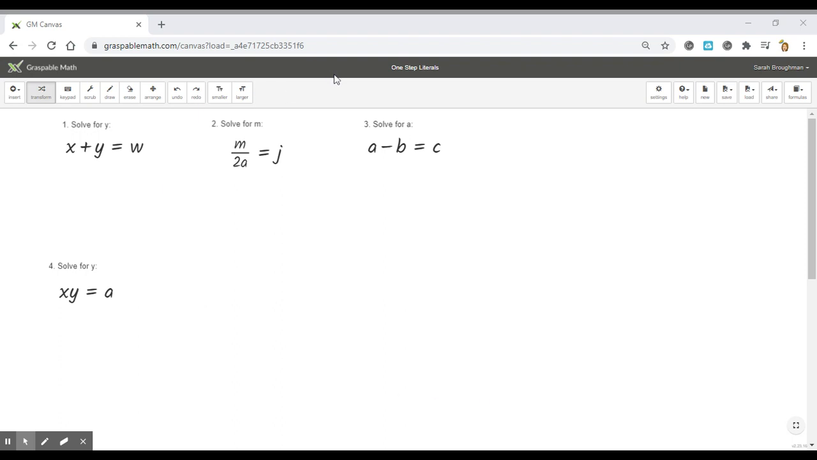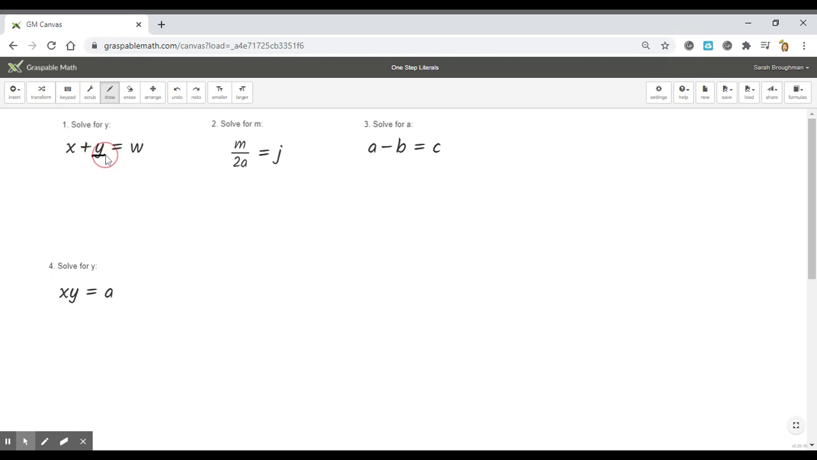We're going to talk about one-step literal equations now. A literal equation is just an equation with lots of letters that you could substitute different numbers in for. We use them a lot for formulas. Whenever we do literals, we want to read it very, very carefully. So our first one tells us to solve for y.